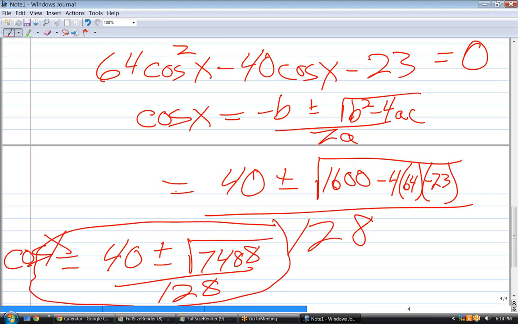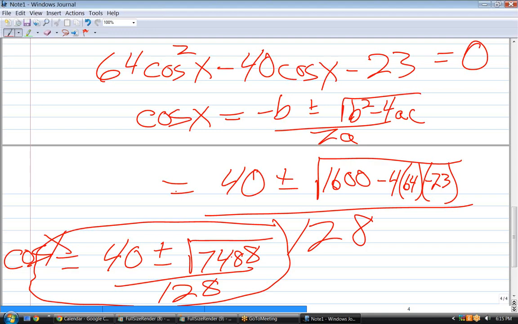When you get a quadratic in trig functions, you almost always end up with two answers, one of which is impossible. Okay? I've got the cosine of x being 40 plus that number over 128, and the cosine of x being 40 minus that number over 128. If either of those answers is greater than 1 or less than -1, then that solution is extraneous, invalid, and you only use the other solution.